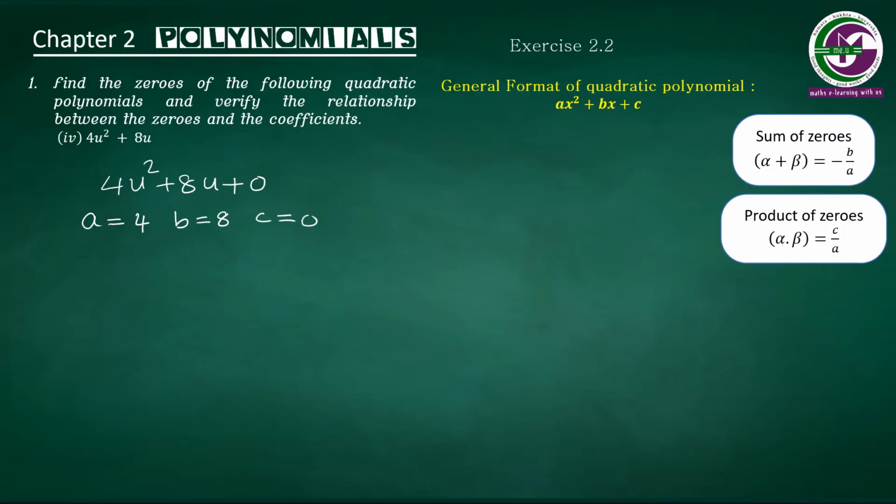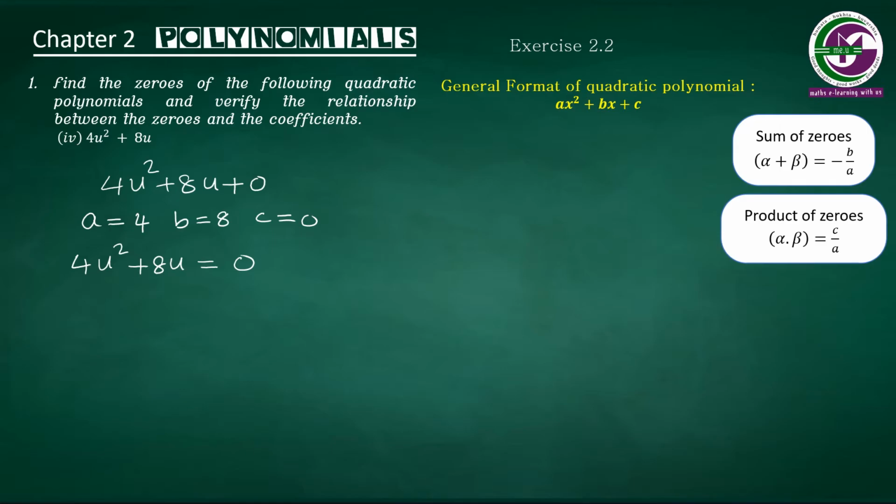To find the zeros of the polynomial, we'll equate the polynomial to 0. So we'll get 4u square plus 8u equal to 0. Now here it is easy. When the first two terms are given, you can directly take the common factors and solve. You can factorize. The factorization is easy here.